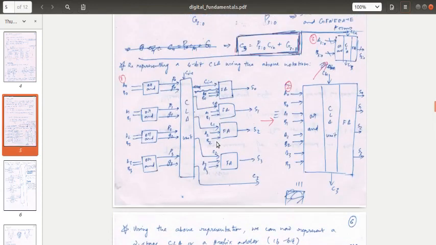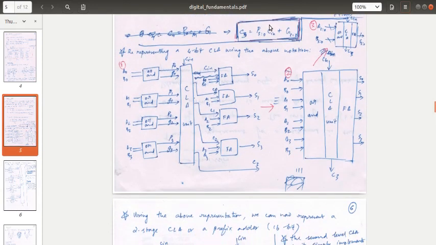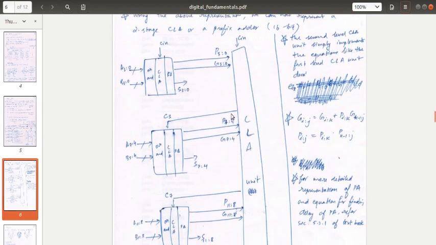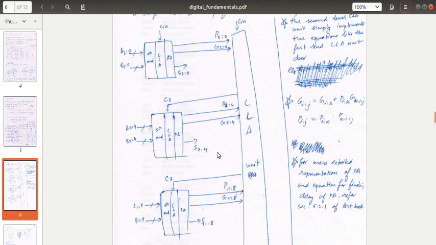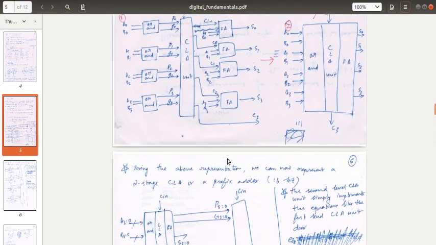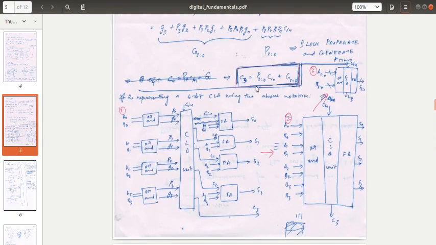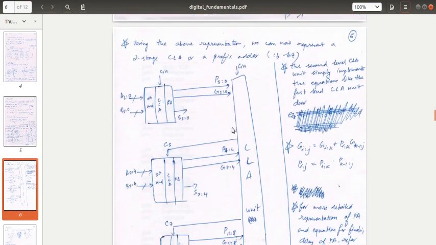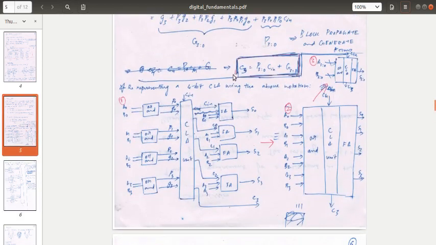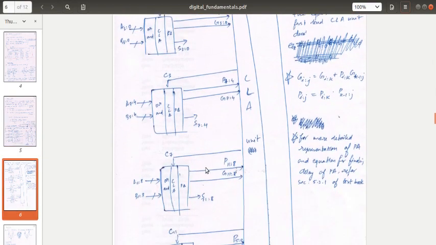next stage. See here, C3 equal to what? P3 to P0 Cin plus G3 to G0, right? That C3 is going over here. Similarly, C7 can be generated. So what will C7 be? C7 will be P7 to P4 C3, or G7 to G4, right? Just extend the logic that is being used here for the other blocks.